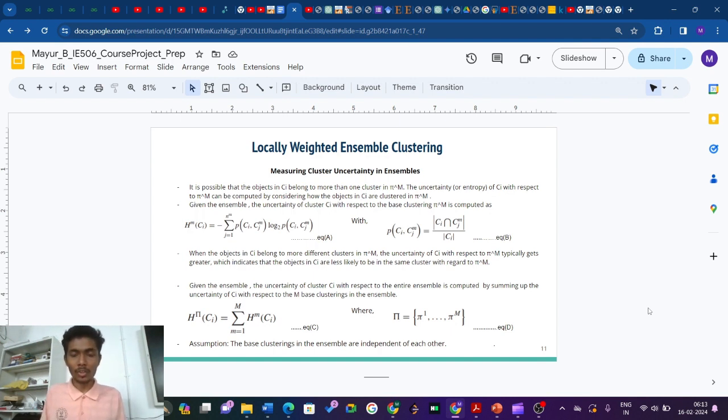And if the data points or the objects in CI only lie in CI, then the uncertainty of CI with respect to base clustering pi m will be very low. Okay, so using equation A, we can calculate the entropy for the CI cluster. And if I want to calculate the entropy for the entire ensemble, then I basically add them up using the summation function, which is shown in equation C. So equation C will give us the entropy of all the base clusterings combined.